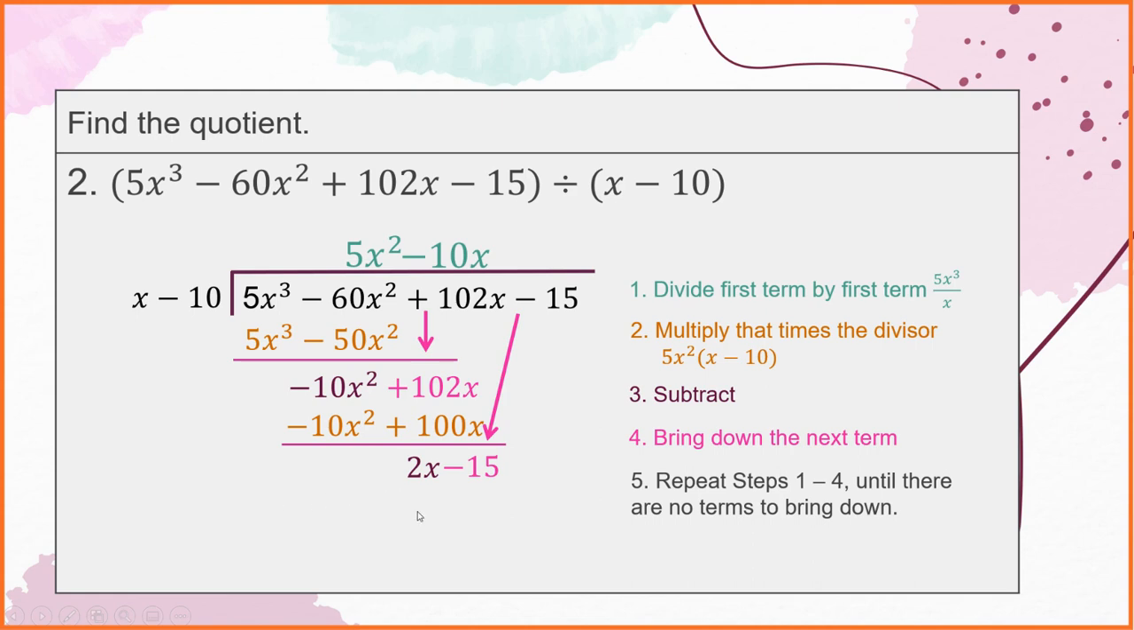So we know this is the last time we'll do this process. So I'm going to take 2x divided by x, which is 2. And then I take 2 times the divisor, which would give us 2x minus 20. And then we subtract. So subtract means add the opposite. All right, we know the x's would subtract out. I'm going to think of this as negative 15 plus 20, which would be 5. And that is our remainder. So we write our remainder over the divisor.